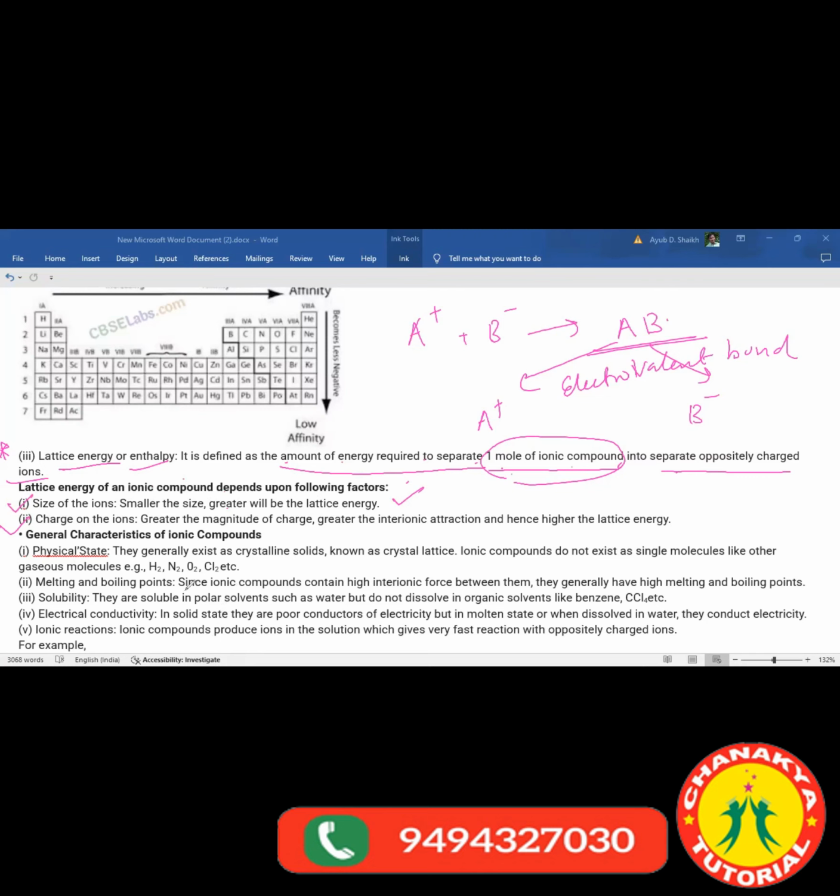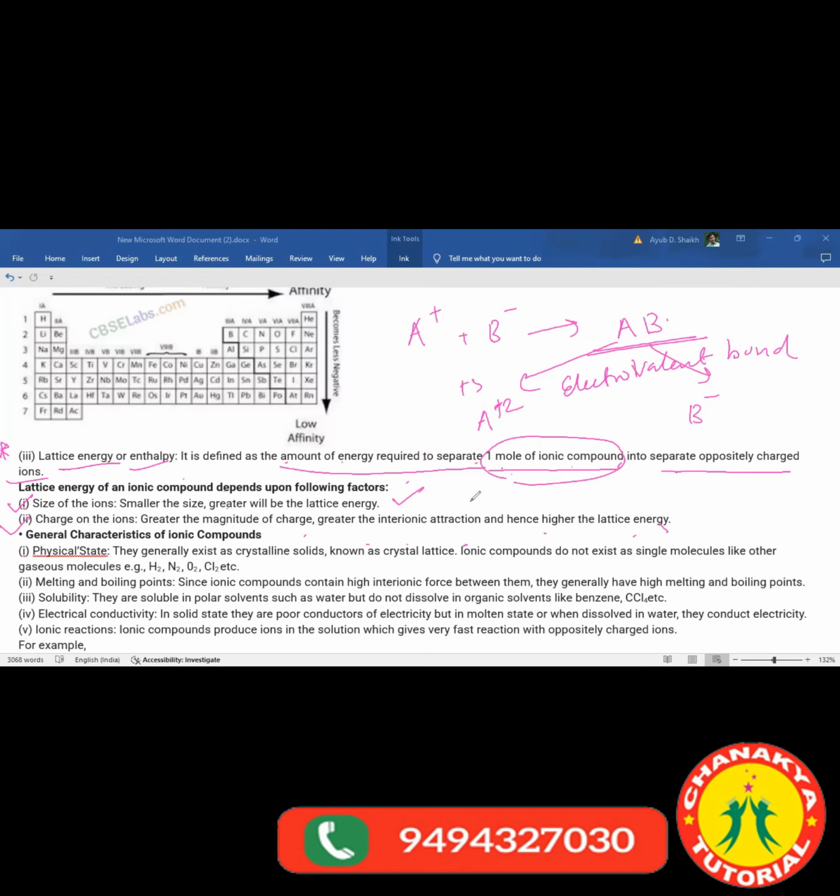With respect to charge, greater the magnitude of charge, greater the interionic interaction, and hence higher is the lattice energy. If more charge is there, instead of +1, suppose there is +2, +3, +4, or +7, these kinds of atoms are also present, right? Chromium, potassium, these have maximum oxidation states as well.